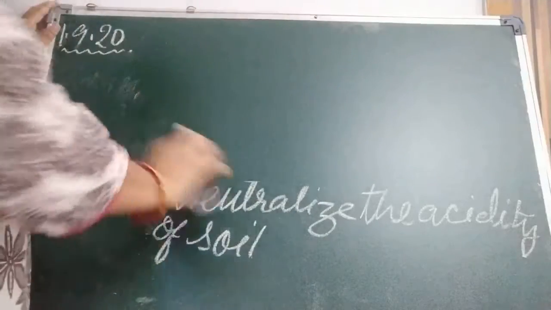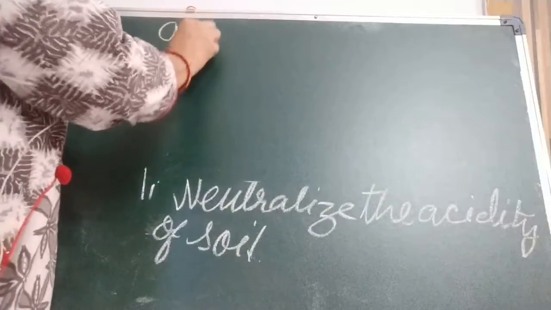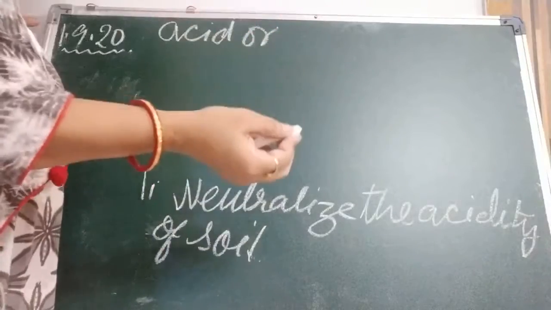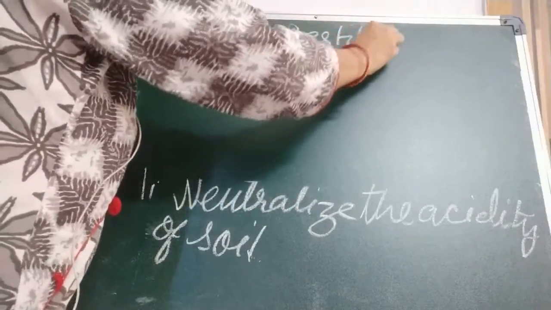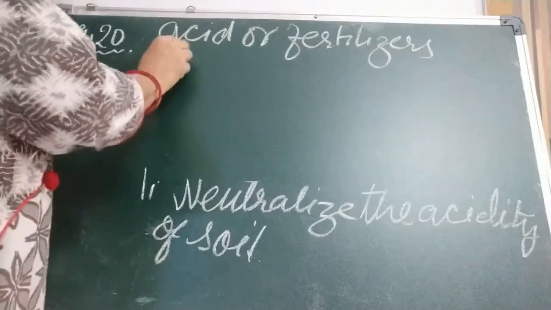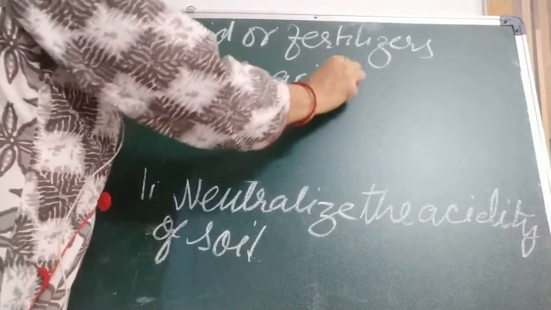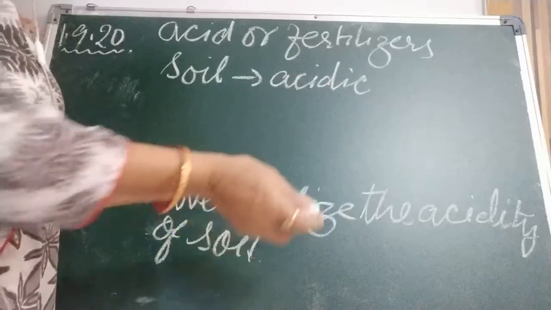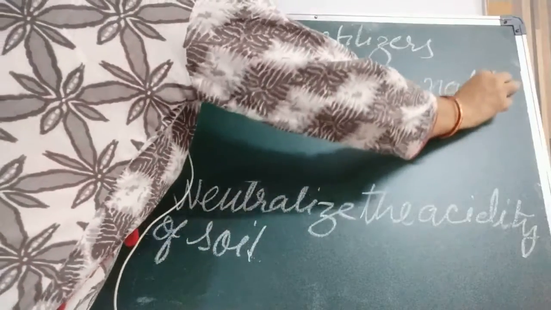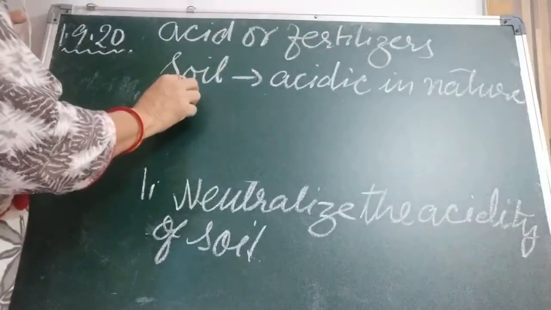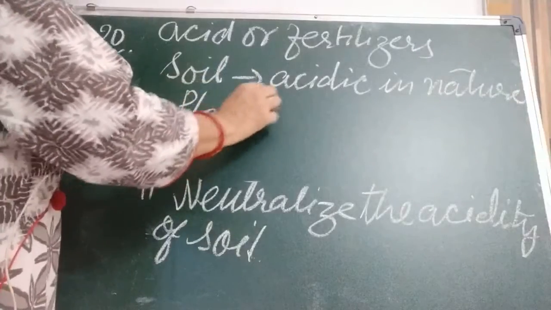So neutralizing the acidity of soil means what? Due to acid rain or the addition of fertilizers and manure, sometimes the soil becomes acidic in nature. Now you are all aware of what an acid is. Acidic soil is not good for plants.